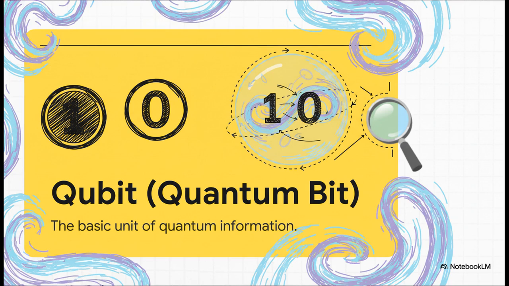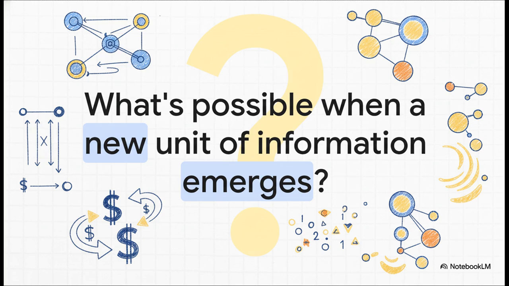And that leaves us with a pretty fascinating question to think about. Our entire digital world is built on a foundation of simple binary choices, on or off, yes or no. So what happens when that foundation changes? What becomes possible when the fundamental unit of information is no longer forced to choose?